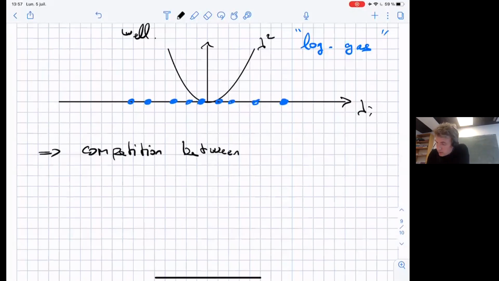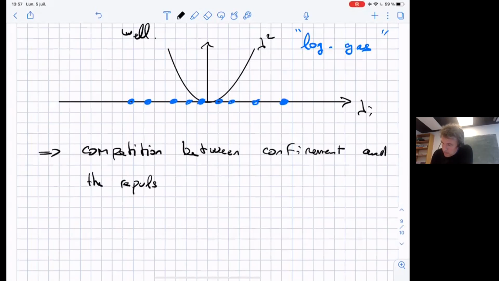Between confinement and the repulsive interactions. Okay, and this gives rise actually to a very nice, interesting physics, collective effects that we will describe in more detail next time, I guess. So that's basically where I will stop today. I think it's a good place to stop.